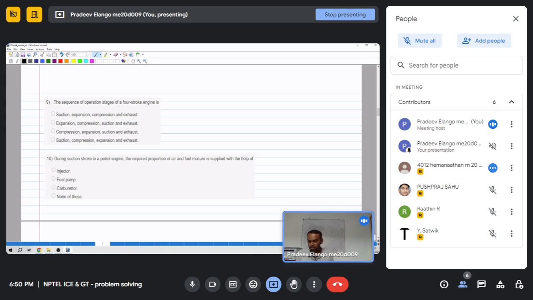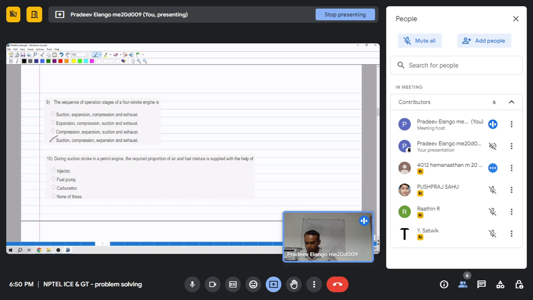The sequence of operation stages of a four-stroke engine is: suction, expansion, compression, exhaust; expansion, compression, suction, exhaust; compression, expansion, suction, exhaust; or suction, compression, expansion, exhaust. The fourth is right: suction, compression, expansion, exhaust.